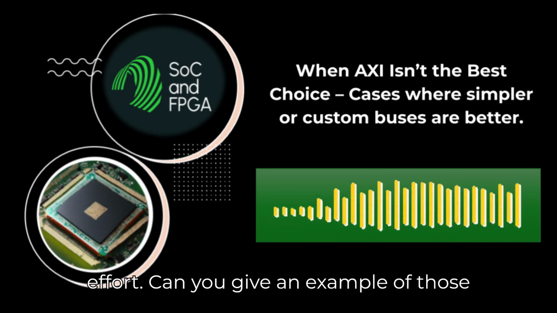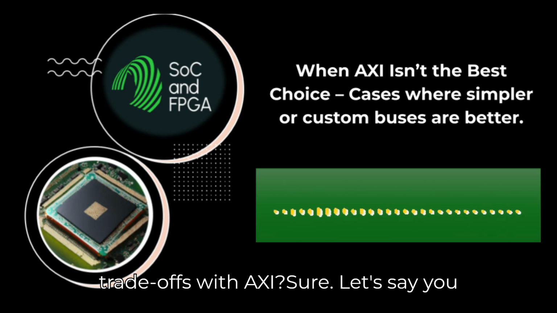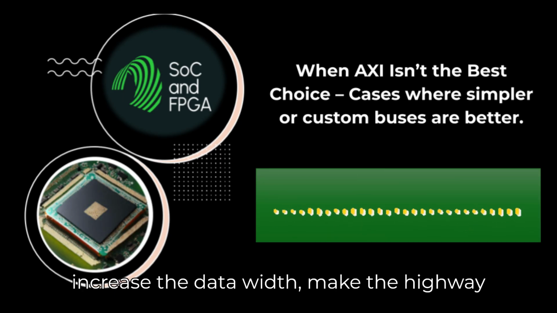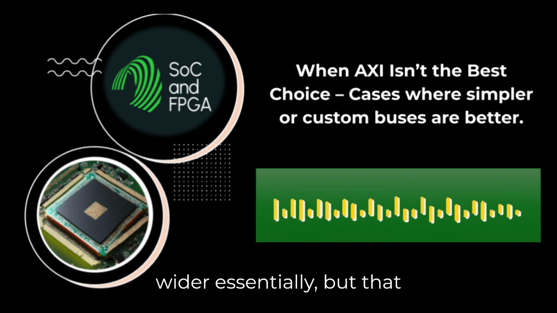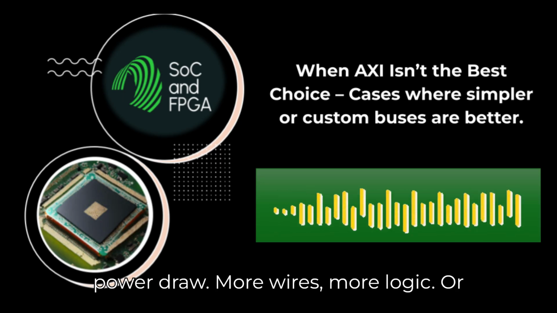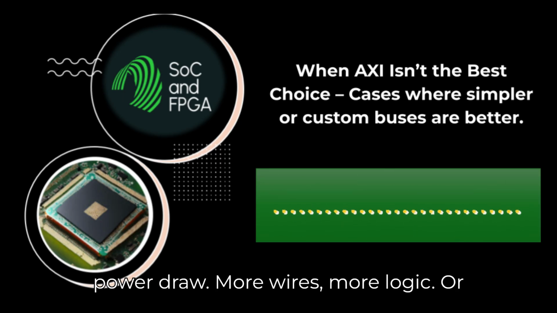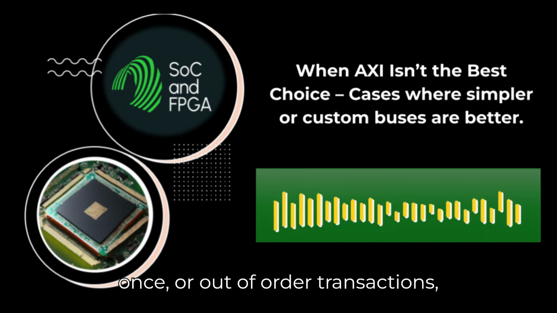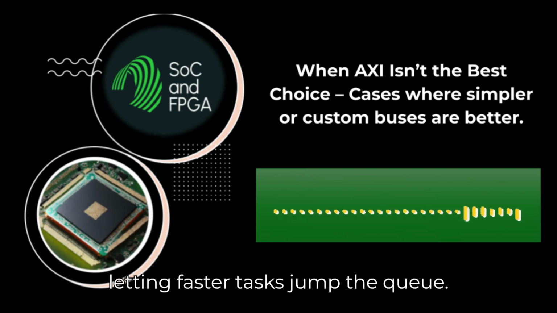Can you give an example of those trade-offs with AXI? Sure. Let's say you want more performance from AXI. You can increase the data width, make the highway wider, essentially, but that immediately increases complexity and power draw. More wires, more logic. Or you use AXI's advanced features like pipelining, doing multiple things at once, or out-of-order transactions, letting faster tasks jump the queue.